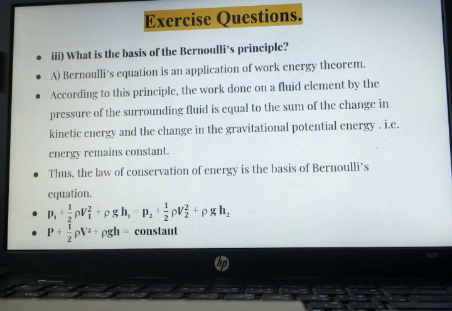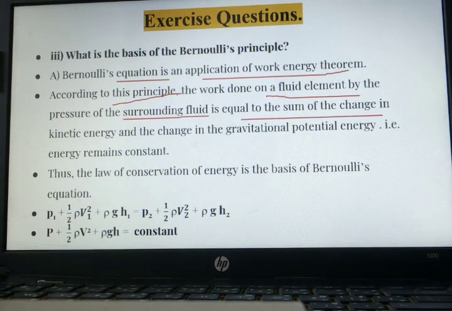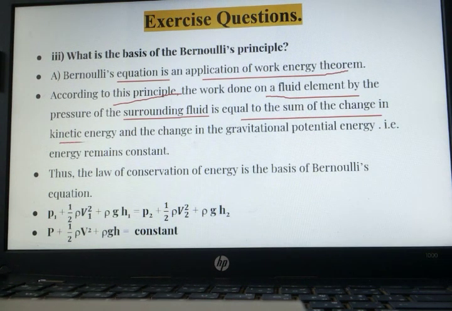What is Bernoulli's principle? Bernoulli's equation is an application of the work energy theorem. According to this principle, the work done on a fluid element by the pressure of the surrounding fluid is equal to the sum of the change of kinetic energy and the change in the gravitational potential energy. Okay, I will read one more time.